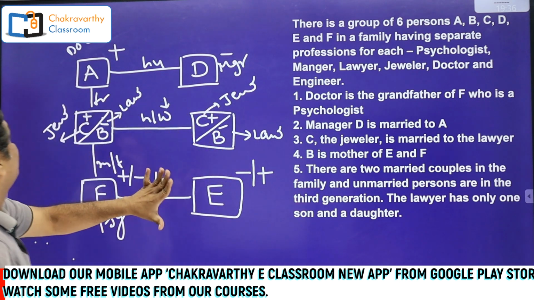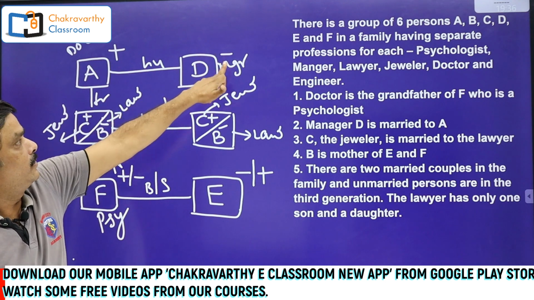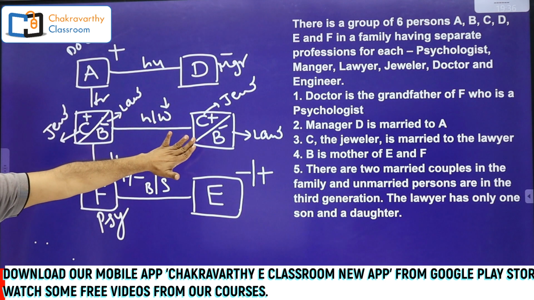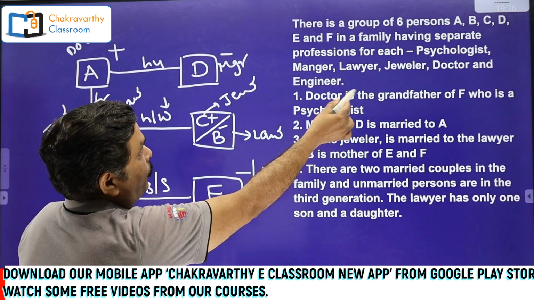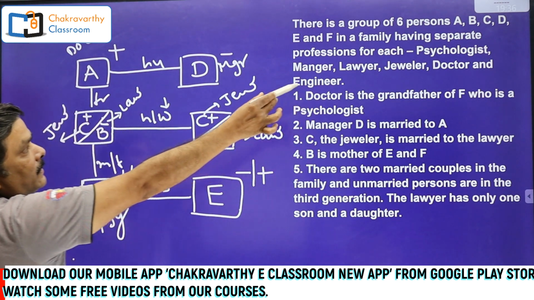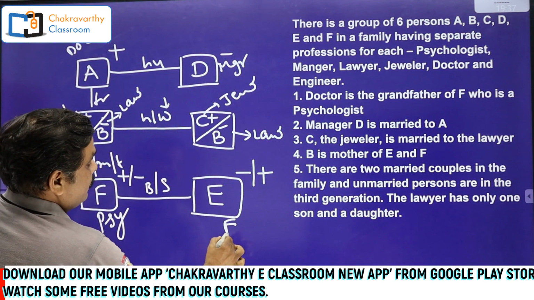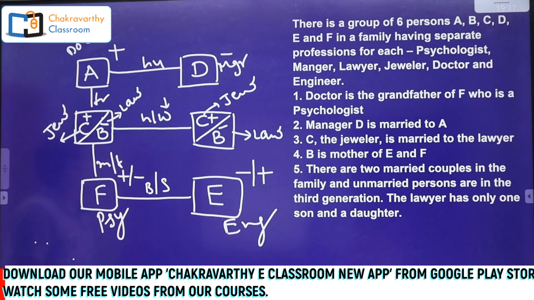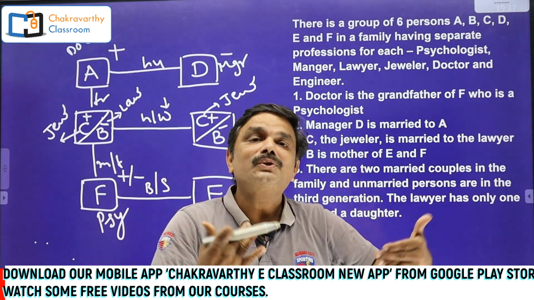Now check this one students here. I got A, gender, profession, relationship with D, then gender, profession. C and B mutually you have to change. Then this is F, profession, I don't know the gender, and E is gender, I don't know, but what's the profession? Only one thing is left out here: psychologist, manager, lawyer, jeweler, doctor or engineer. Now it should be engineer. Hope you must have got the idea. This is how exactly you need to crack the question. See students, how logically they have given.